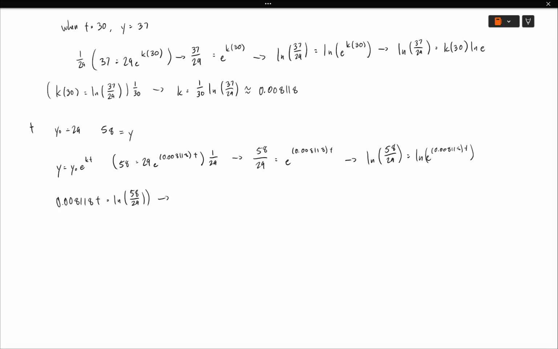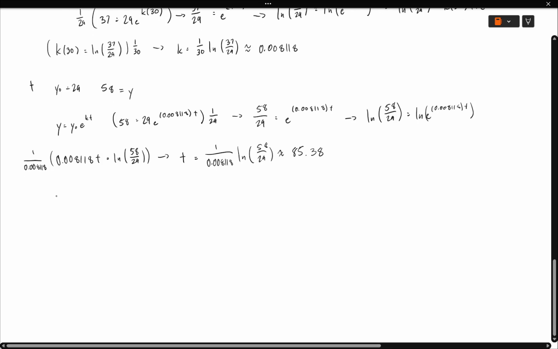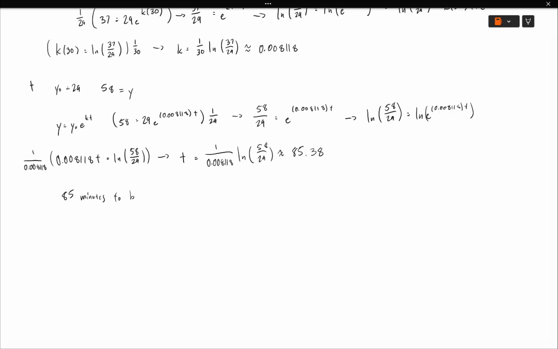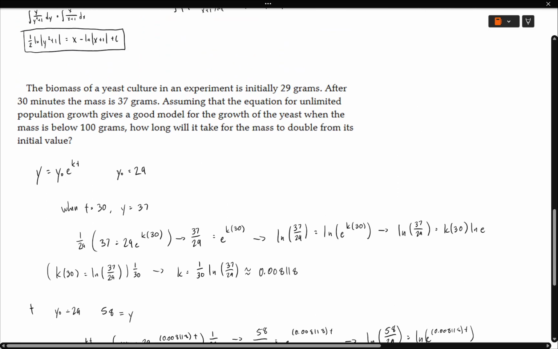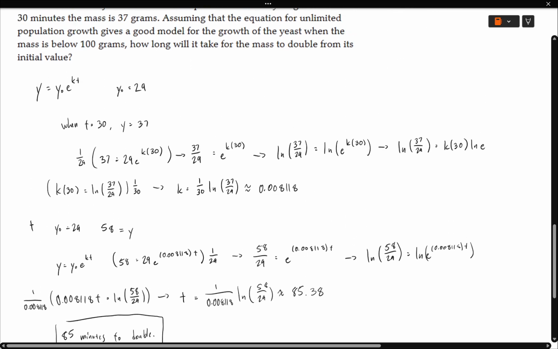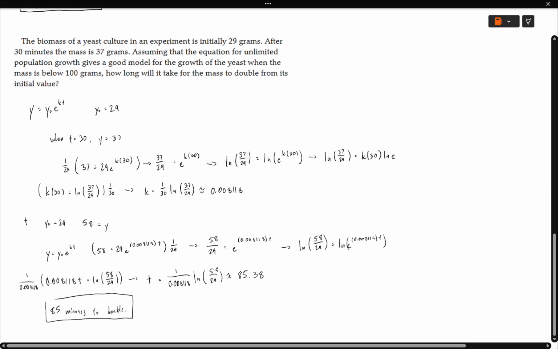And then we're going to divide both sides by 0.008118 and get t equals 1 over 0.008118 ln 58 over 29, which is approximately 85.38. So we know that it takes about 85 minutes to double. There you go. Not too bad. Here's the full work if you want to look at everything that we did.